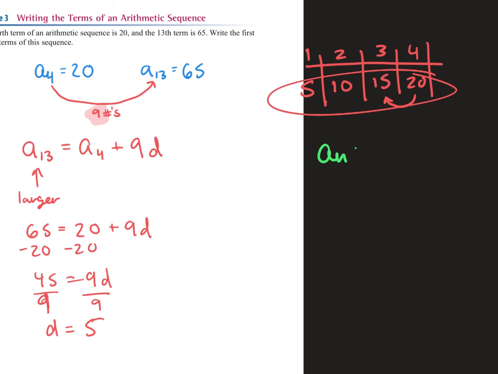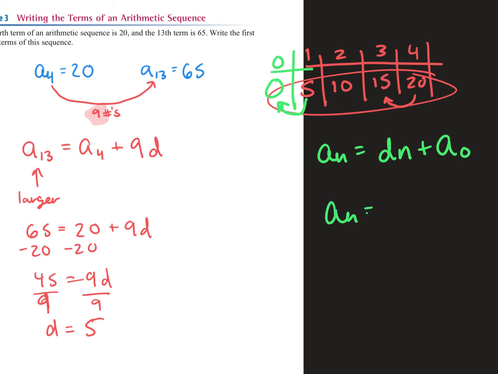So a sub n is equal to, we can use dn plus a sub 0. We would just have to find out what our a sub 0 is. What would our 0 term be? 0, because we just subtract 5 again to find what our 0 term is.